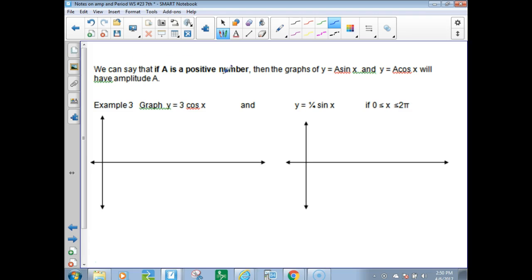We can say that if a is a positive number, then the graphs of y equals a sine x and y equals a cosine x will have an amplitude of a. Amplitude is always positive. The number a could be negative, but amplitude is always a positive number. When you give the amplitude, you will answer with a positive number. So graphing y equals 3 cosine x, this time the amplitude is 3.